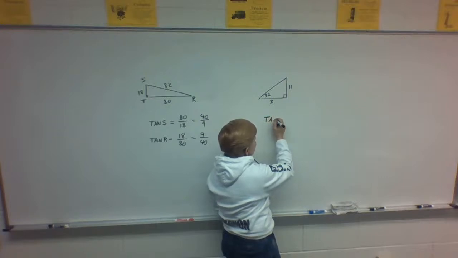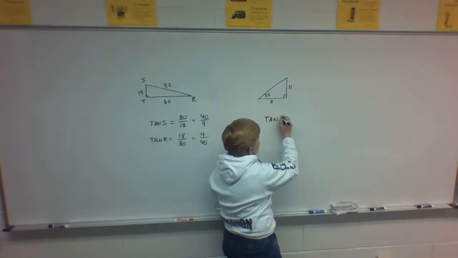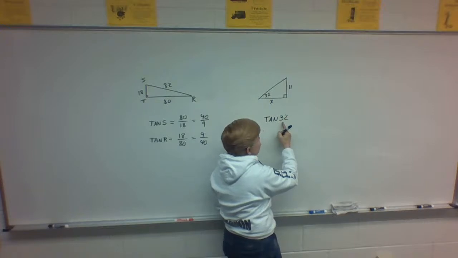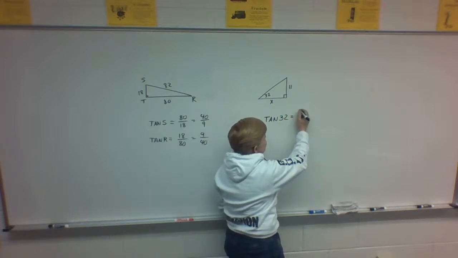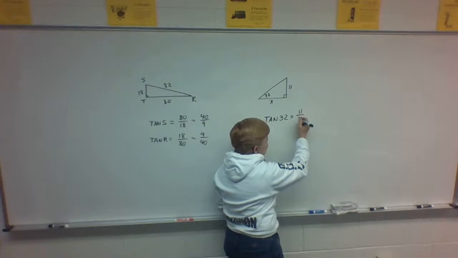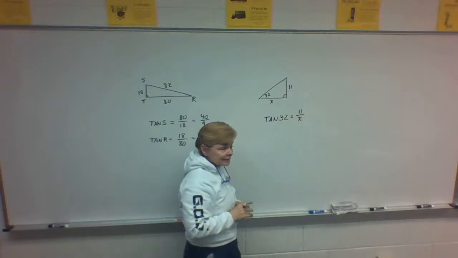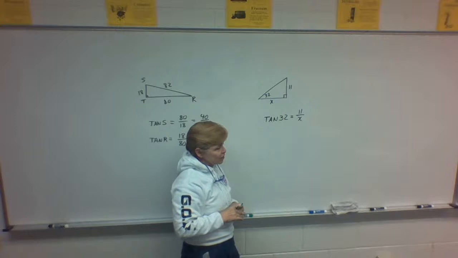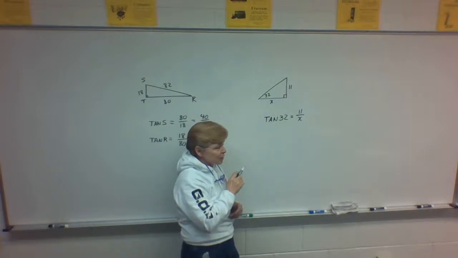Remember I told you that sometimes it would be an angle? The tangent of 32. 32 goes right on the heels of that tangent, and it equals the ratio 11 over x, opposite over adjacent. Do you see it? Yes. Do you understand why we chose tangent? Do you understand why I wrote down what I did?